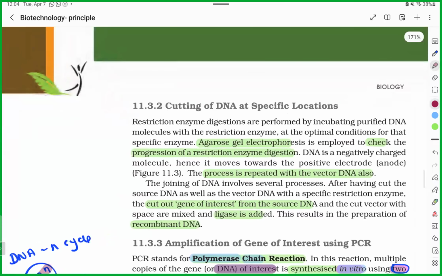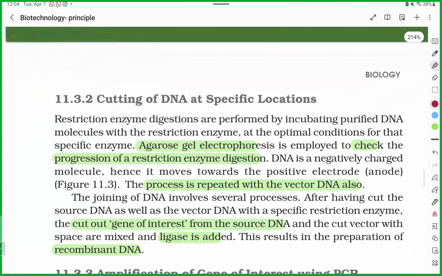The restriction enzyme digestion is performed by incubating the pure DNA molecule with a restriction enzyme at optimum conditions, and agarose gel electrophoresis to check the progress of the enzyme. Correct. Agarose gel electrophoresis to check whether the restriction enzyme digestion happened well or not. DNA is negatively charged and moves toward the positive anode. Correct. And the same thing is repeated for the vector DNA also. Correct. Then we have to join them.